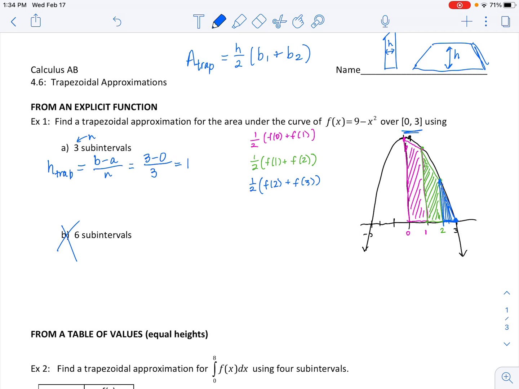Okay, and so those areas added together is how we would calculate this area. But I want to talk about a simpler way to write it. Not simpler, but just the conventional way that we write it so that you can do it all at once.